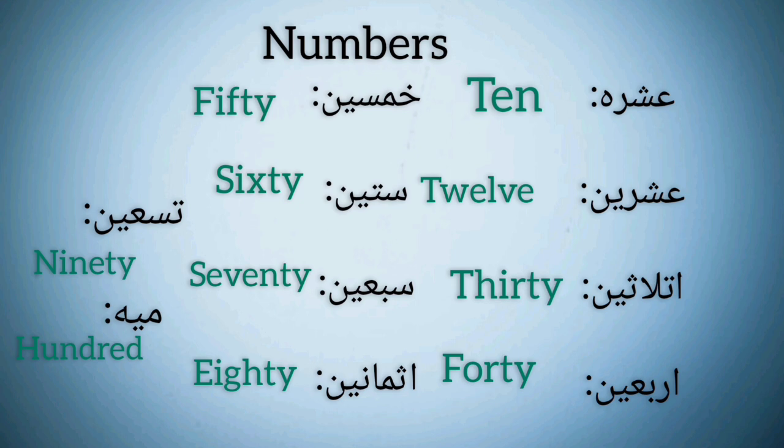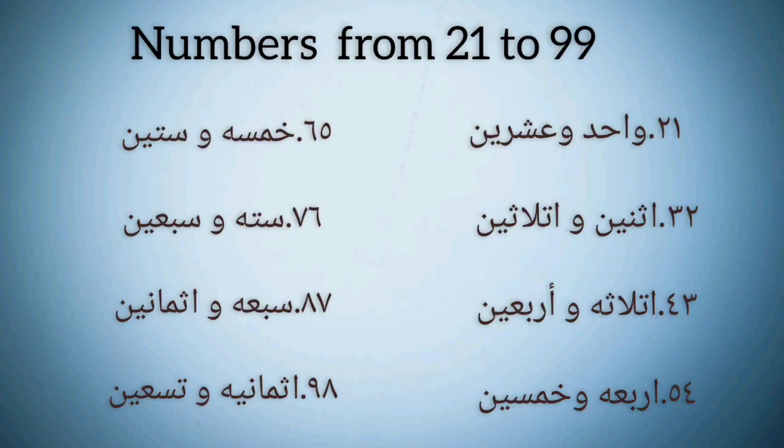سبعين, 70. ثمانين, 80. And تسعين, 90. And مية. مية means 100. And now we are going to learn numbers from 21 to 99.